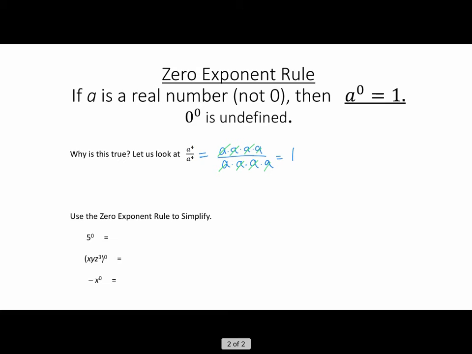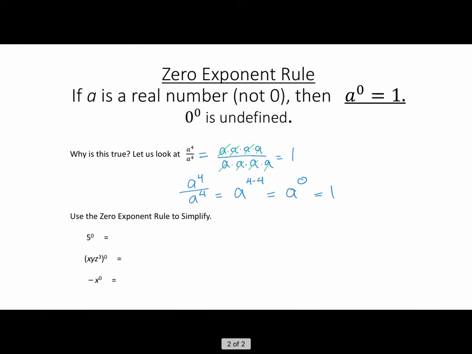What if we used the quotient rule for exponents? If you divide the same base, you keep that base, and what do you do with the exponents? You subtract. So 4 minus 4, that gives you a to the 0th power. We already know that this expression equals 1, so that is why a to the 0th power, or any real number to the 0th power, is 1.